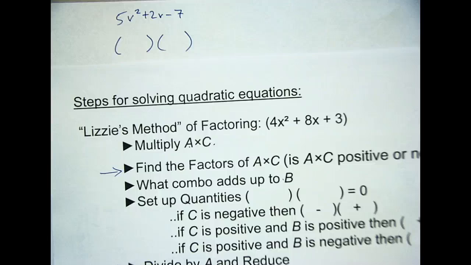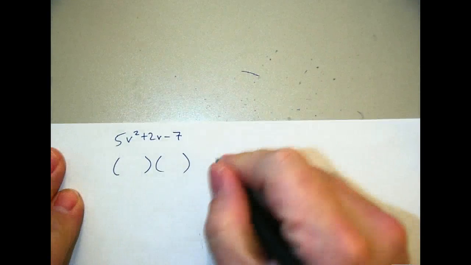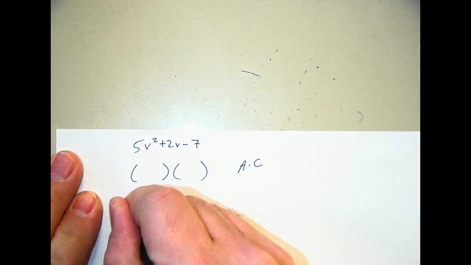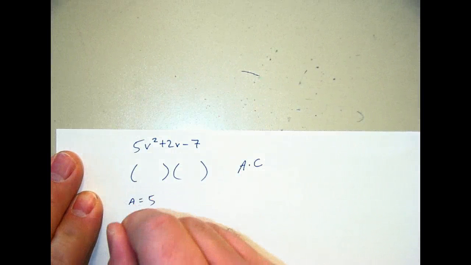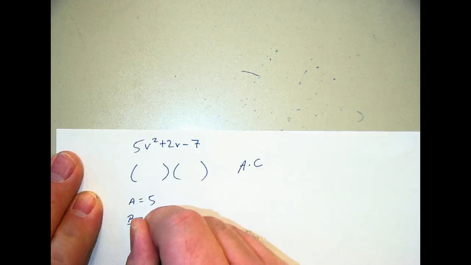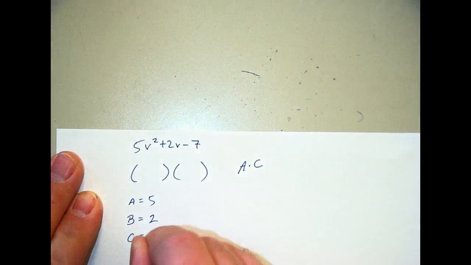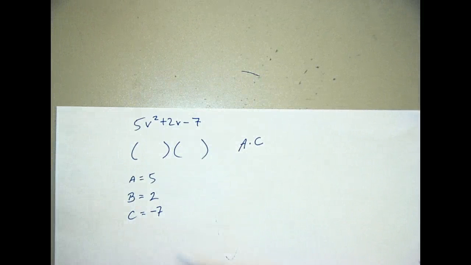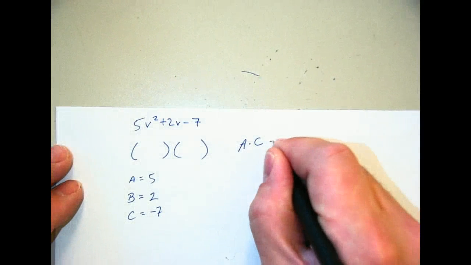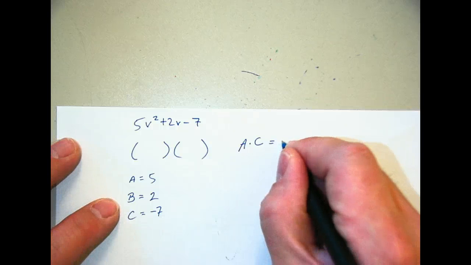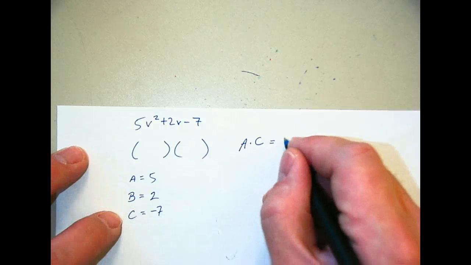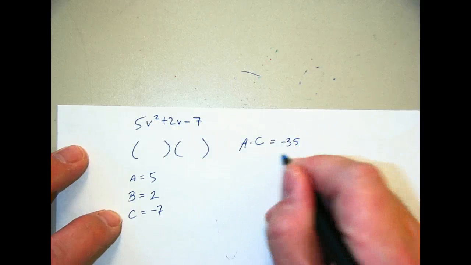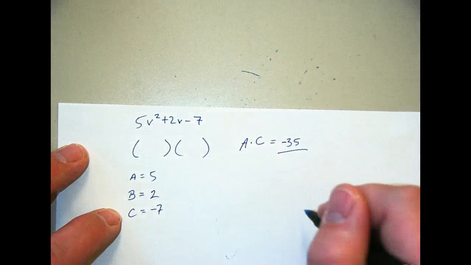Okay, I realize not everyone is finished here, but really quick, A times C. If I list A, B, and C, A is 5, B is what? 2, and C is? -7. How many made it that far? Everyone get A times C? Is it positive or negative? Negative, that's a key thing.